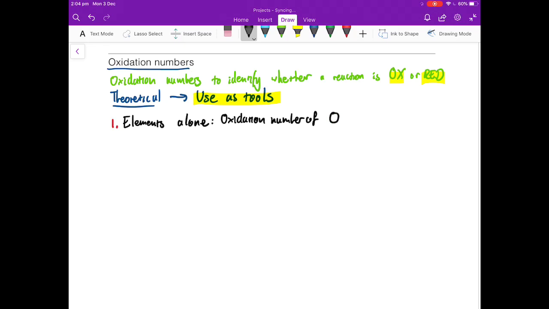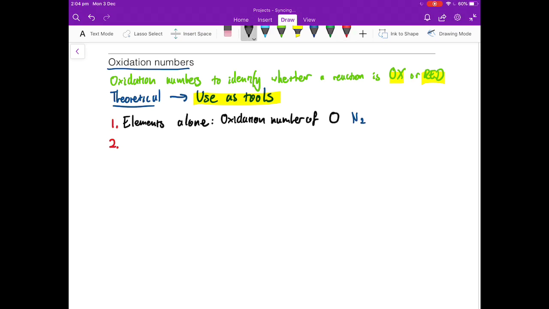So, an example of this is if we're looking at something like nitrogen gas, N2. As you can see, we have nitrogen all alone. It's an element all by itself, and thus it's going to have an oxidation number of 0. That's our first rule, our first step.